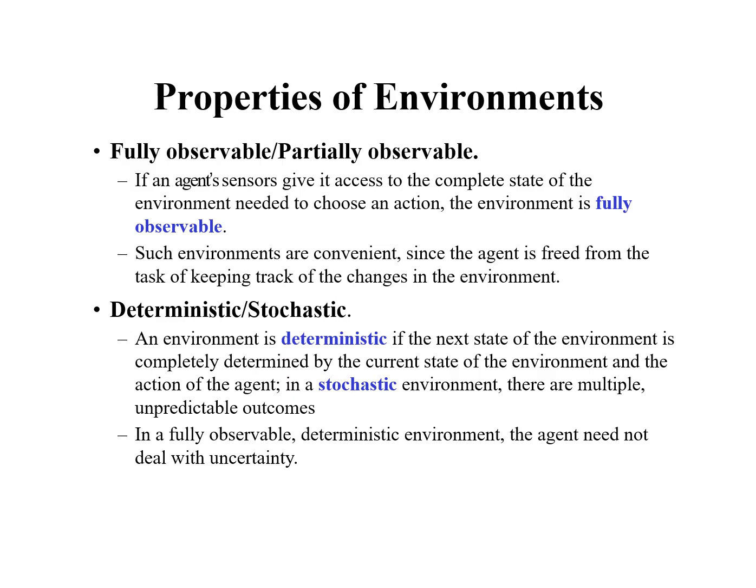In a fully observable environment, an agent's sensor gives it access to the complete state of the environment needed to choose an action, right? While in deterministic, the next state of the environment is completely determined by the current state of the environment and the action of the agent. In a stochastic environment, there are multiple unpredictable outcomes. So, in a fully observable deterministic environment, the agent need not deal with uncertainty. No uncertainty can be seen in deterministic.